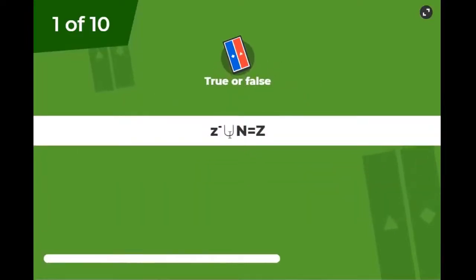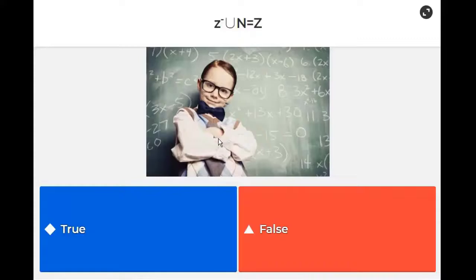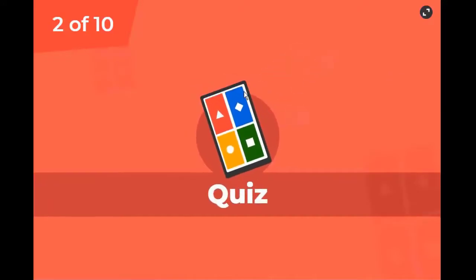Question number 1, true or false? Negative integers union natural numbers equals big letter Z, which is the set of integers. If we add the elements of negative integers to the elements of natural numbers, we get the integers.